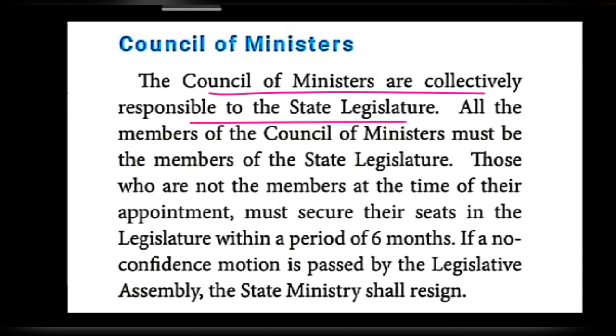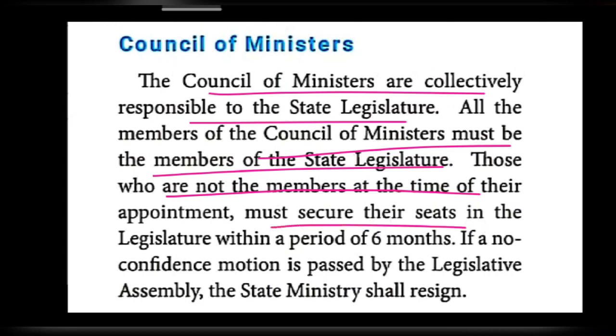All the members of the Council of Ministers must be members of the state legislature, that is, the legislative assembly. Those who are not members at the time of their appointment must secure their seats in the legislature within a period of 6 months. So within 6 months, they have to secure their seat.